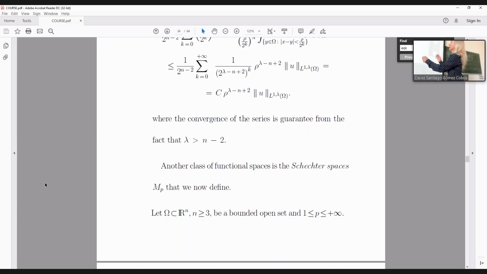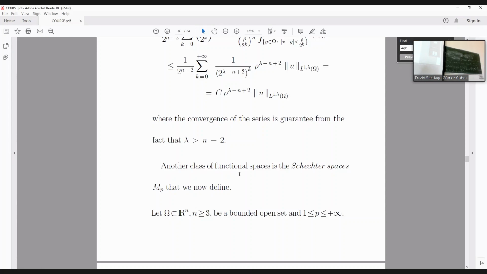So what we obtain, that is the series is convergent. Then we have a constant multiplied by rho with exponent lambda minus n plus 2 times the norm of u in the Morrey class L1 lambda. So the convergence of the series is guaranteed, of course, as I said before, because lambda is more than n over 2. And from here was born the idea to consider only this restriction for the Morrey exponent lambda.